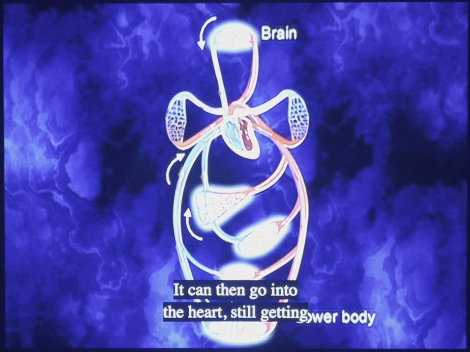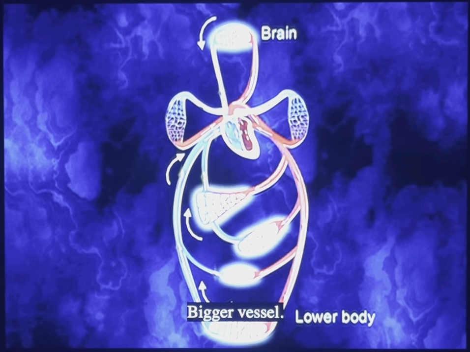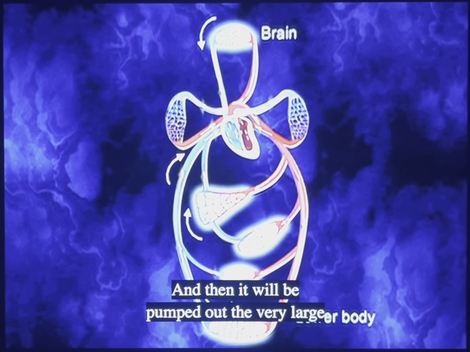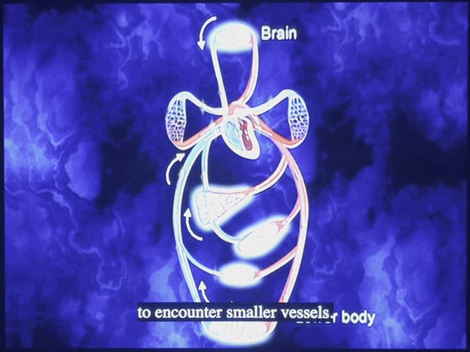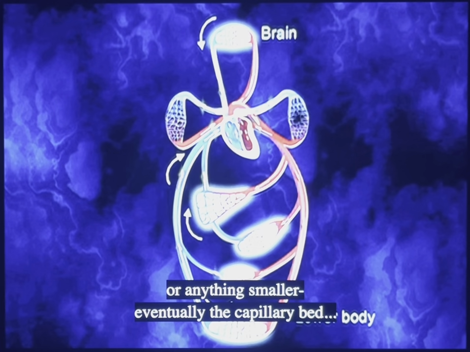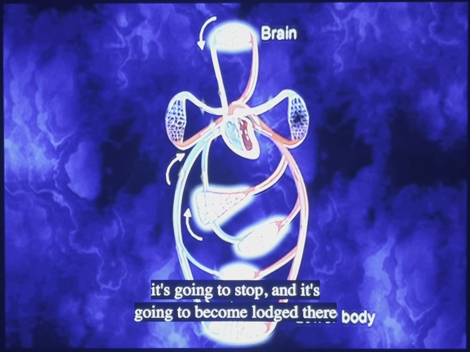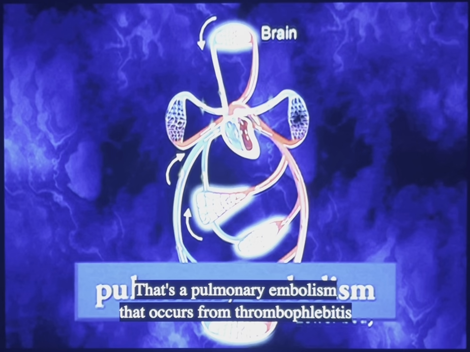It can then go into the heart, still getting to be a bigger vessel. It'll go into the ventricle on the right side, bigger vessel, and then it will be pumped out the very large pulmonary arteries, where it's suddenly going to encounter smaller vessels. So when it gets into the lung and it reaches either arterioles or anything smaller, eventually the capillary bed, it's going to stop. It's going to become lodged there in the lung. That's a pulmonary embolism that occurs from thrombophlebitis of the leg.